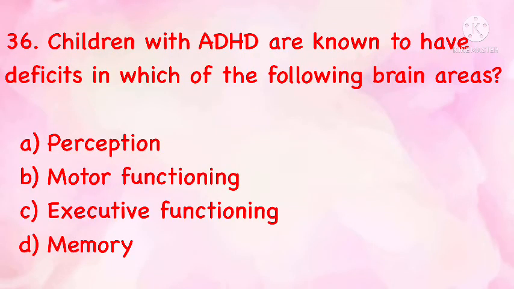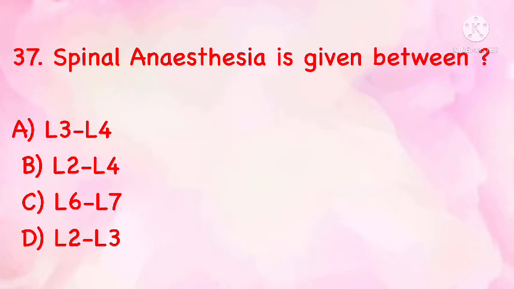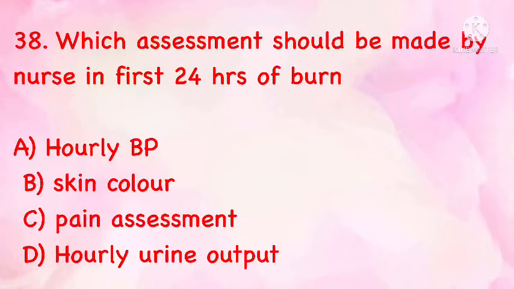Children with ADHD are known to have deficit in which of the following brain areas: perception, motor functioning, executive functioning, memory? The correct answer is C, executive functioning. Spinal anesthesia is given between L3, L4, L2, L4, L6, L7, L2, L3. The correct answer is A, L3, L4.